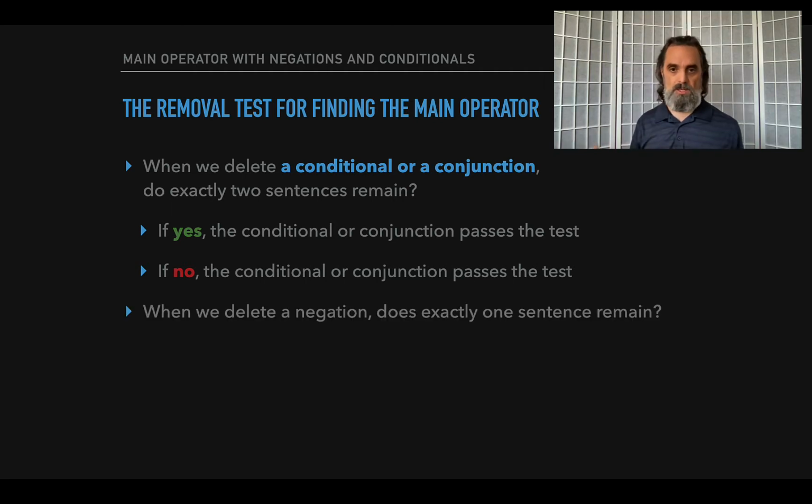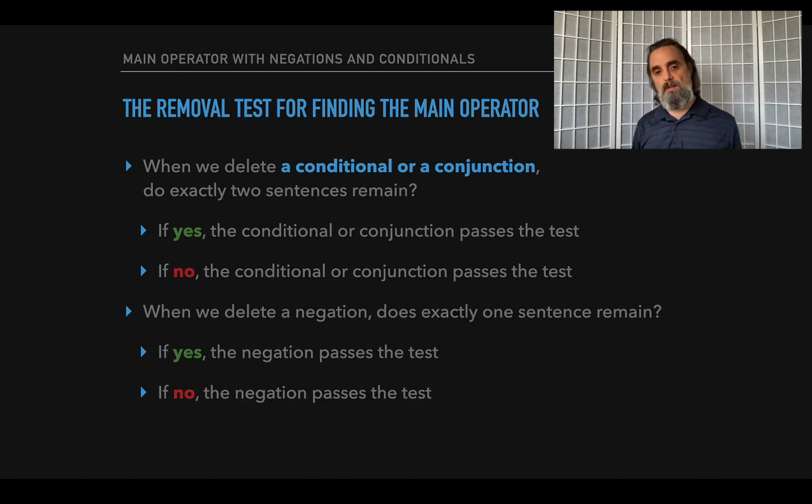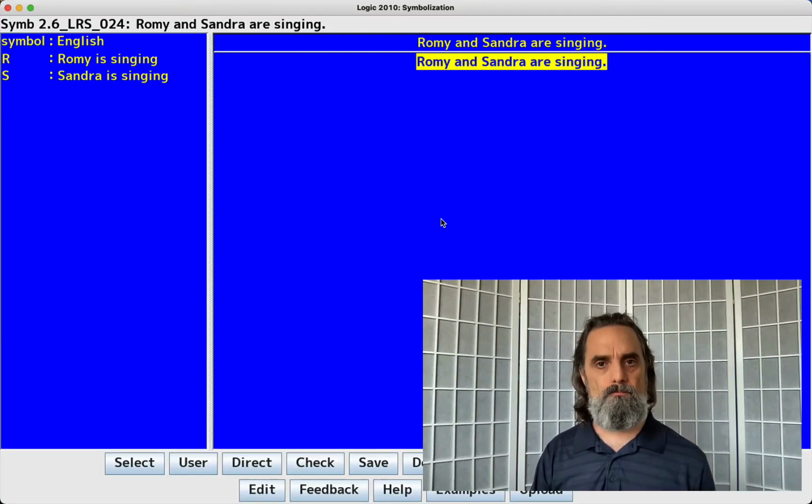And of course, negation works the same way. If you delete a negation, does exactly one sentence remain? If yes, the negation passes the test. If no, it doesn't. And remembering that "not" and the negative contraction n't attach only to sentence letters and not to things bigger than that. So let's go look at some examples of symbolization in the symbolization module.